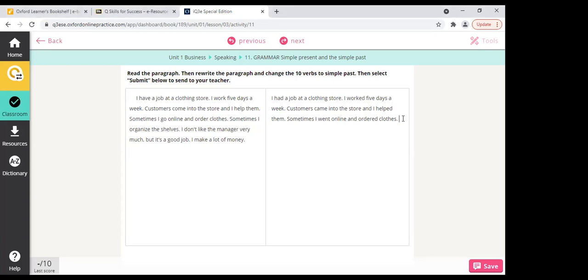Yes, Abdullah, Abdulaziz. Sometimes I organize the shelves. What was the word? Organize, with a D at the end. Okay. Organize. The shelves.